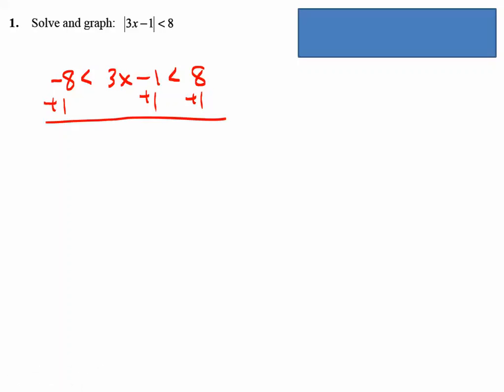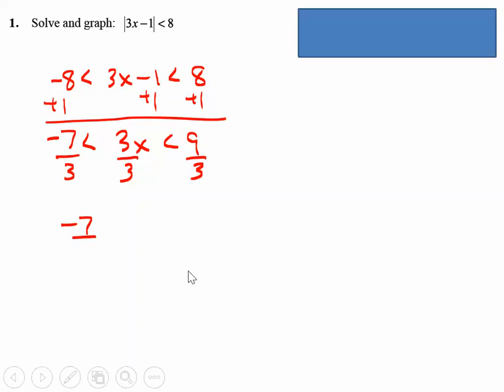Negative 8 plus 1 makes negative 7. Now we're just left with a 3x there. Looks like we're going to divide by 3 here, here, and here, so working on all 3 sides. And the good thing about solving it this way, which is called the short notation for AND, is you know exactly your starting point, you know exactly your ending point, and you're done.